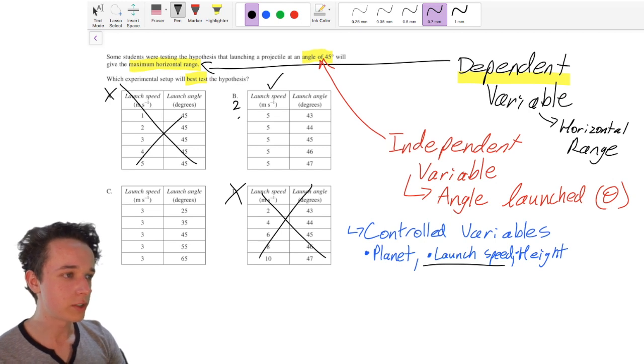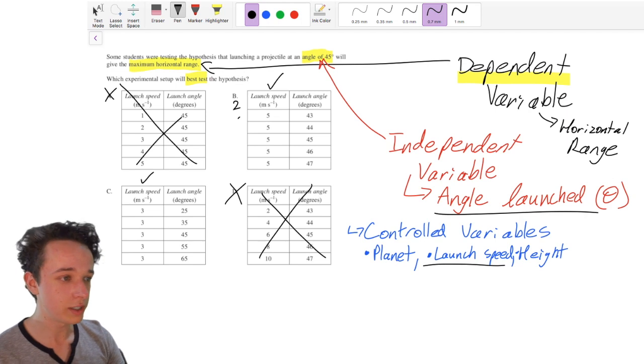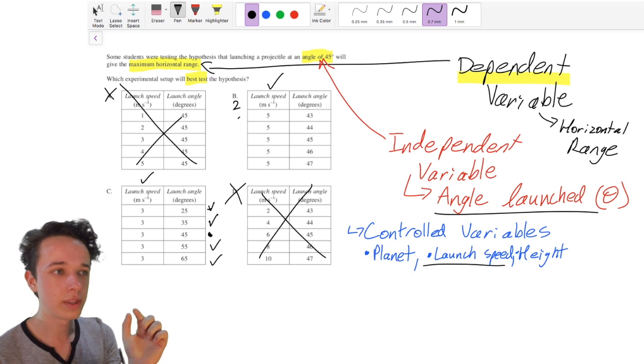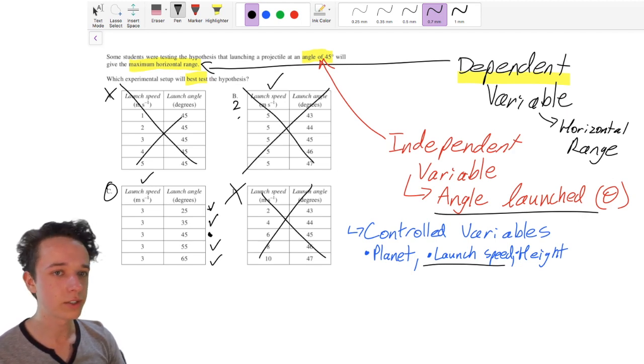Let's look at C. Okay, first of all, the launch speed is kept constant. That's good, because it is supposed to be a controlled variable. The launch angle is the independent variable, which is the thing that needs to be changed, and it is being changed. We're testing 45, and we're testing all these other angles, right? And there's much more of a difference between these other angles and 45 than there is in option B. And so with that, I'm going to say that option C is the answer, and option B is not. Okay, next question.